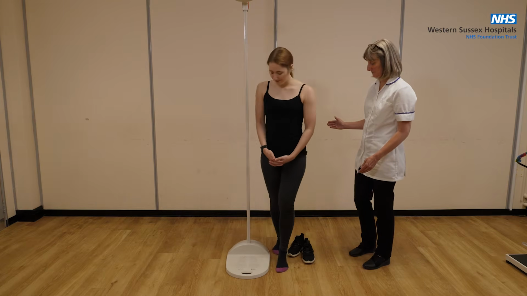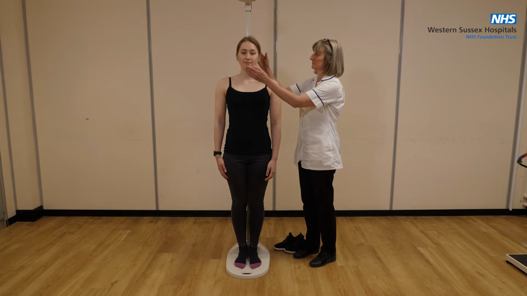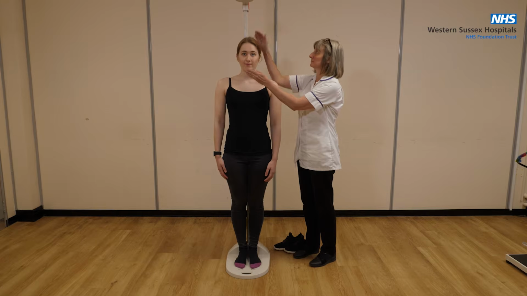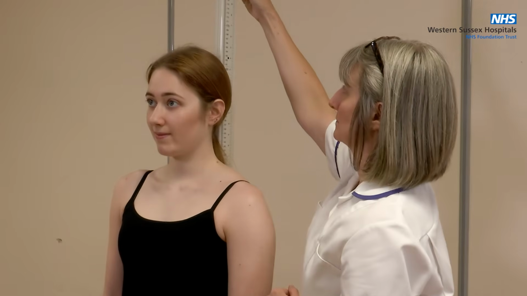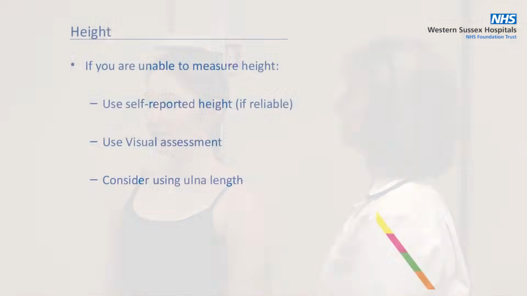The individual should be stood upright and looking straight ahead, with shoes removed and feet flat with heels against the height stick. Measure in meters where possible, or use a height conversion chart. If you are unable to measure height, use self-reported height if reliable, use visual assessment, or consider using the ulnar length to estimate their height.